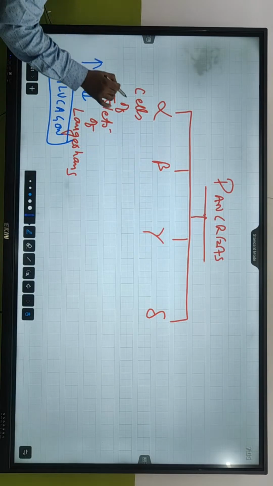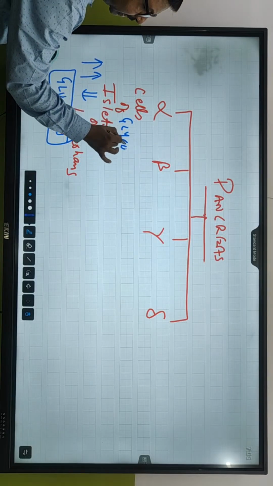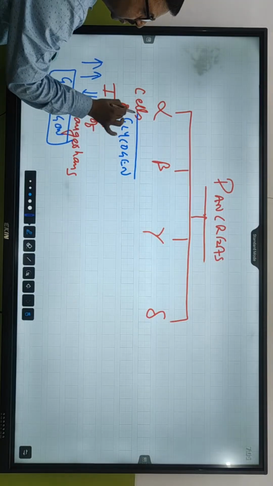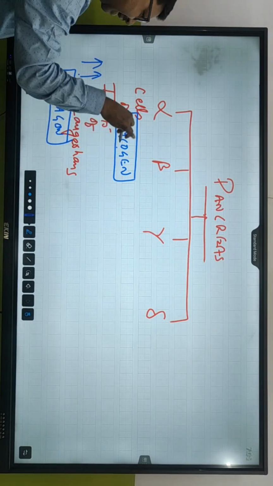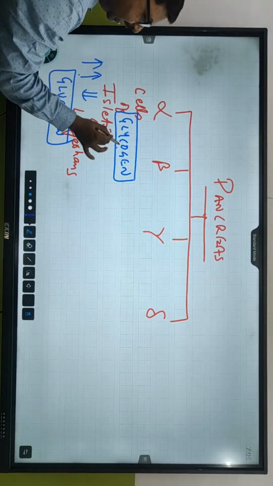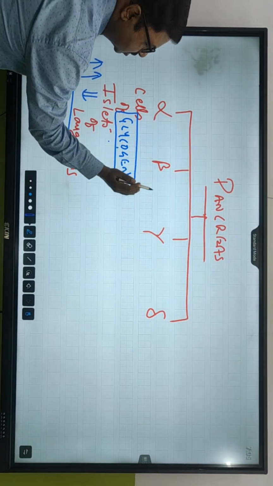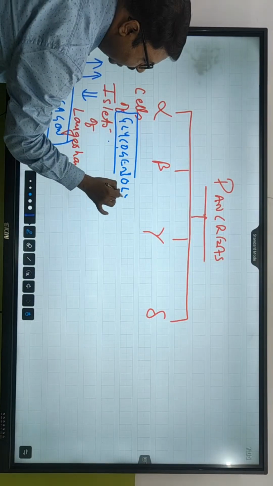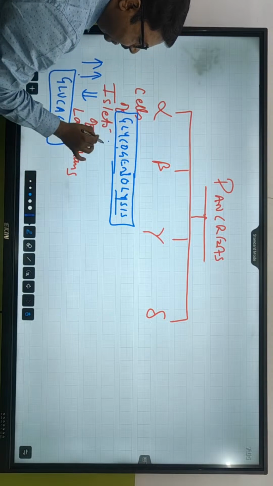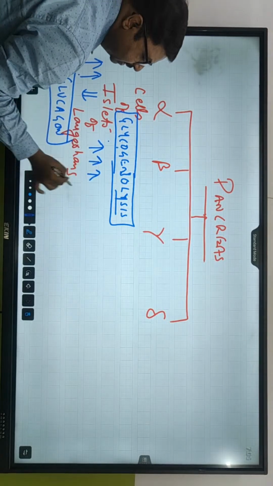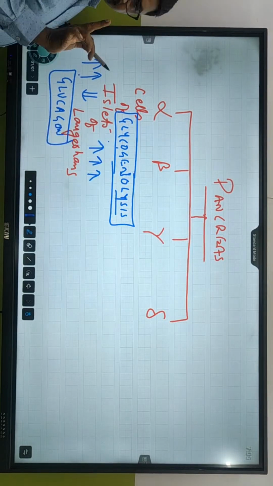Increase in the glucose level means, where is glucose stored? Glucose is stored in what form? Glycogen. So does it break down glycogen or make glycogen? It breaks down glycogen. So what is the process called? It helps in glycogenolysis. Lysis means breakdown. And it increases the blood glucose level. Clear till here? Very good.